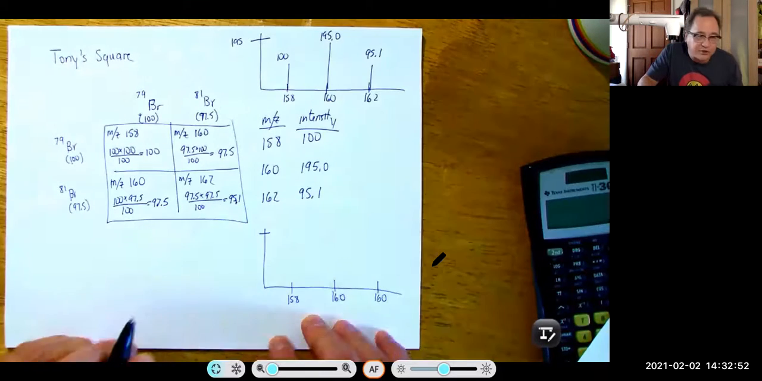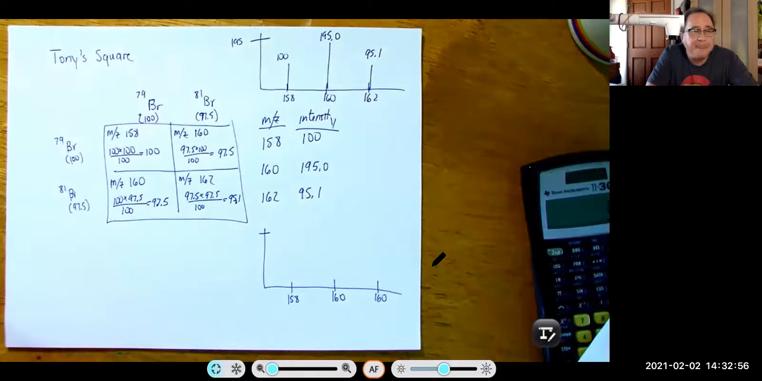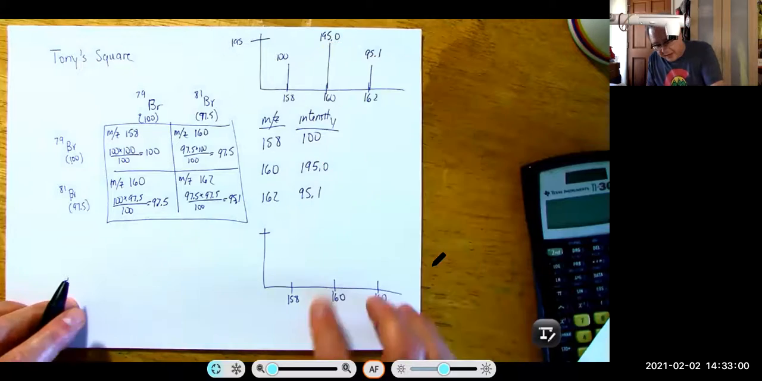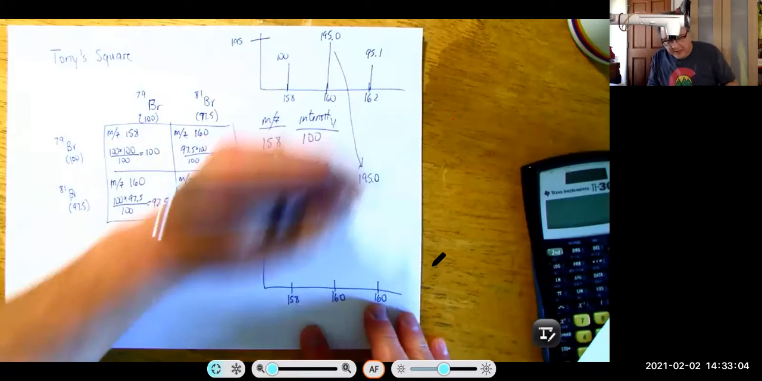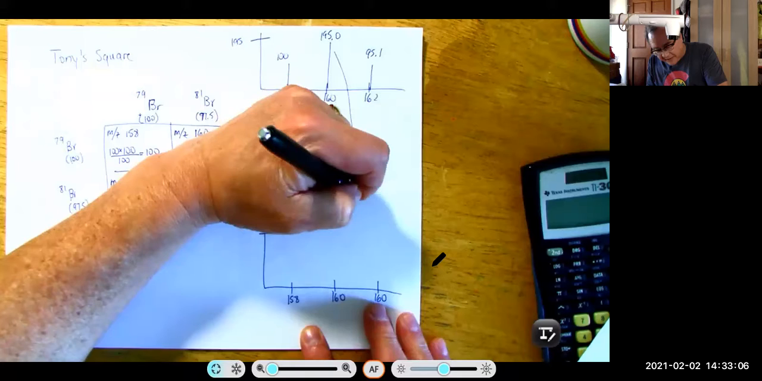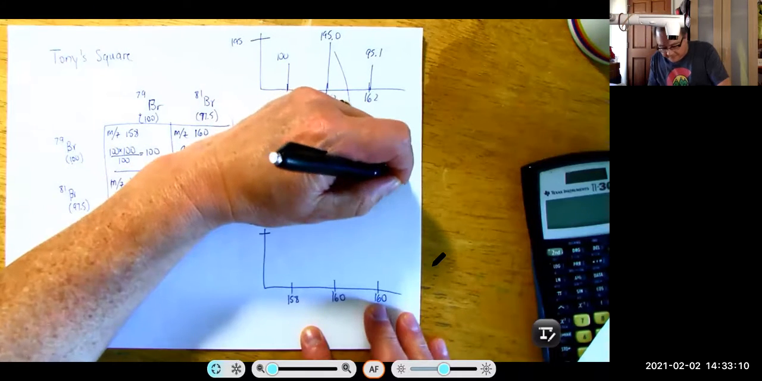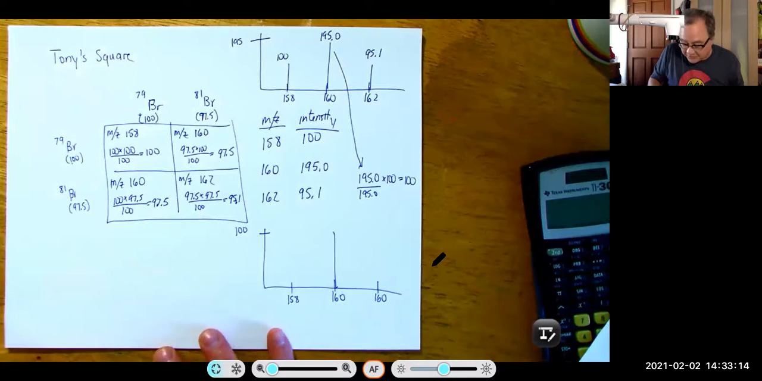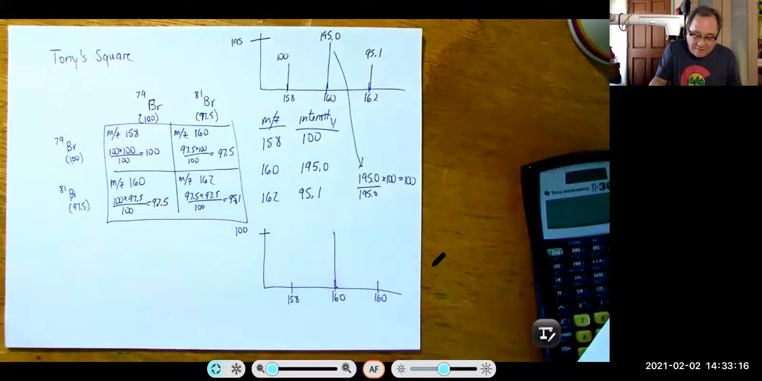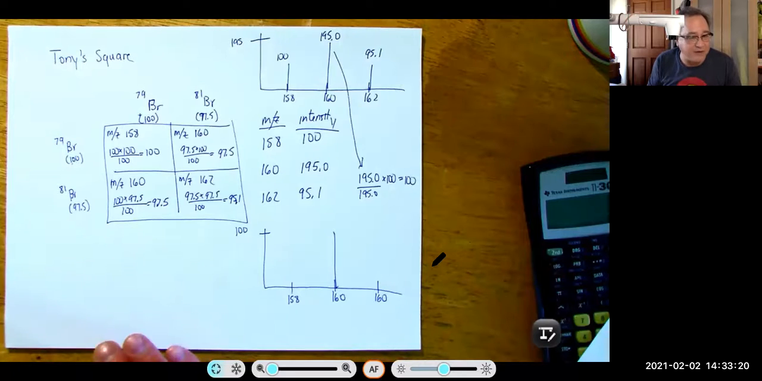Well, I'm going to show you how to make that peak turn into 100. Are you guys ready for that? Yes. I want to make that peak into 100. So I'm going to take 195, divide by 195, and multiply by 100, and now it's 100. I know it sounds really simple. Are you with me there or not?